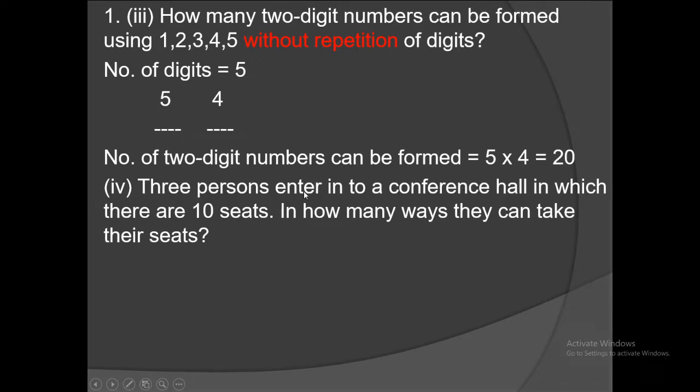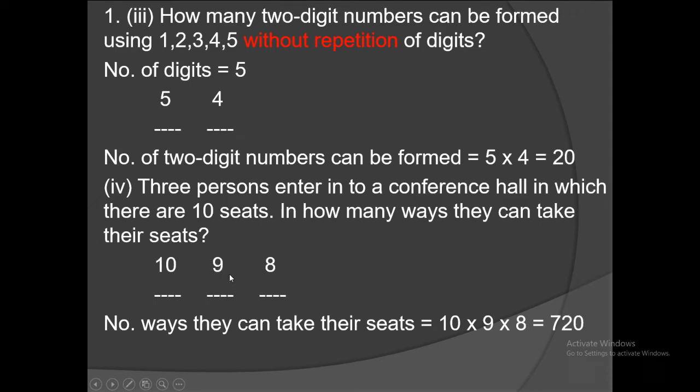Subdivision 4, 3 persons enter a conference hall in which there are 10 seats. How many ways can they take their seats? Okay, they are going to choose the seats. But here you consider the seat is going to choose them. That's a funny way. So we have 3 persons, 1, 2, 3. The first person can choose any one of the 10 seats, isn't it? So 10. Second person, the first person has chosen 1 seat, so the remaining 9 seats are available. One of the 9 seats will be chosen by the second person. So 9 and remaining 8. So 10 into 9 into 8, so 720. So the number of ways they can take their seats is equal to 720.